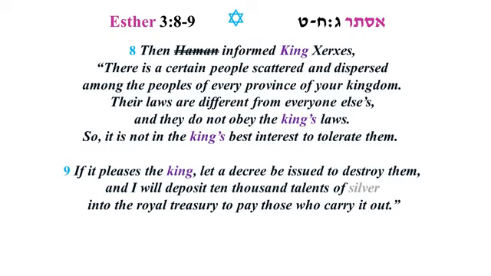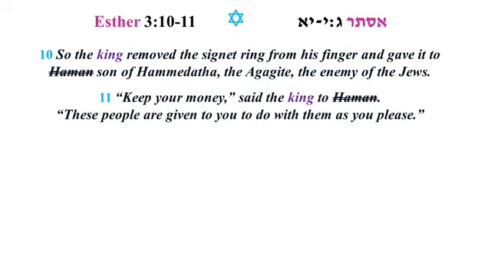And I will pay 10,000 talents of silver into the hands of those who carry on the king's business, to put into the king's treasuries." Verse 10, then the king took his signet ring from his hand and gave it to Haman, the son of Hammedatha, the Agagite, the enemy of the Jews. And the king said to Haman, "The silver is yours, and the people also, to do with them as you please."